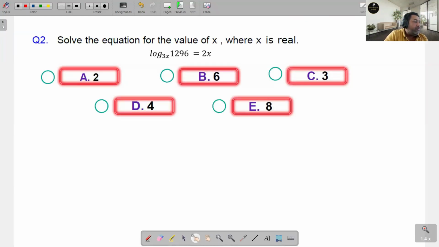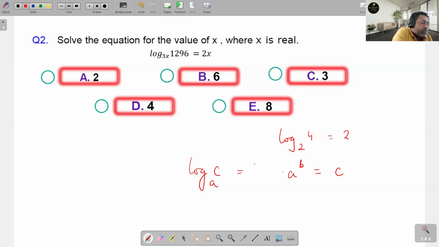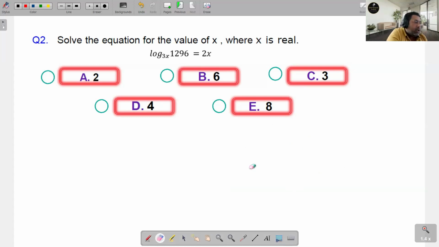Question 2. Solve the equation for the value of x where x is real. Log with the base of 3x of 1296 is equal to 2x. All right. So, we know when we have a logarithm, so for example, we have log to base 4 is equal to 2, which means that if you have a number, a to the power b is equal to c, then log of c to the base a is equal to b, right? So this much concept you should know. Basically it gives the exponent.